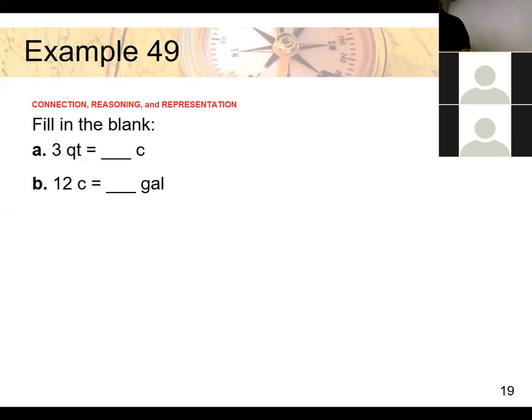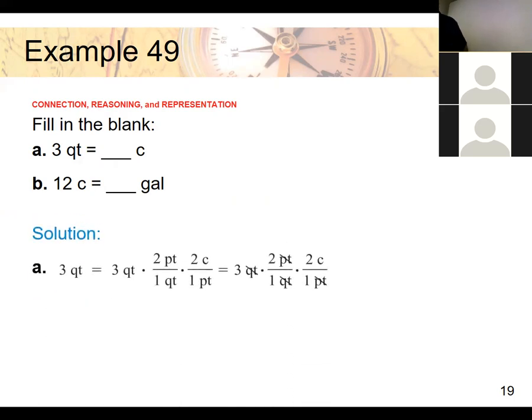Okay. So here's how they did this one. For 3 quarts, we do know that 2 pints make up a quart. So we're going from quarts to pints. So 2 pints, that's in the numerator, is equivalent to 1 quart, that's in the denominator. And then 2 cups make up a pint, or a pint is 2 cups. So the 1 pint is in the denominator and 2 cups is in the numerator. And as you can see, the quarts and the pints divide out. So it'll be 3 times 2 times 2, or 12 cups.